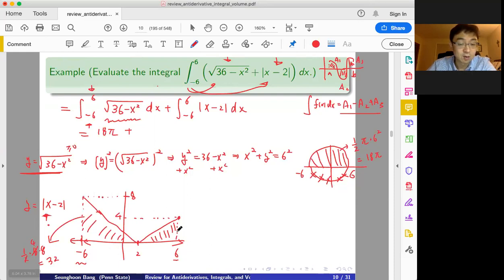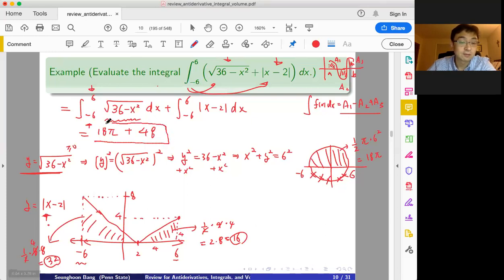This is the area. What about this area? The width is 6 minus 2, so we have 4. The length is 4. So we have 1 over 2 times 4 times 4. The 2 is crossed out, so 2 times 8. So 2 times 8 is 16. So what is this area? This area is the sum of two areas, 32 plus 16. So 32 plus 16 is 48. So we have 48.